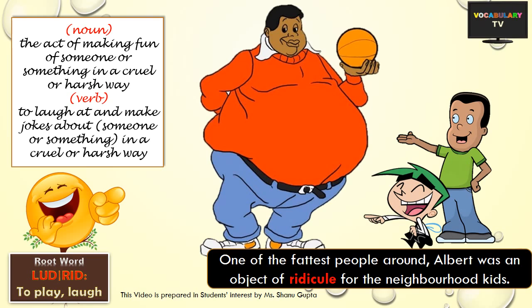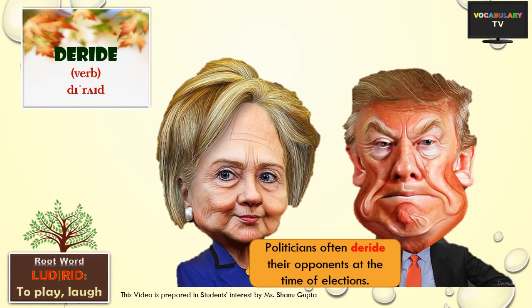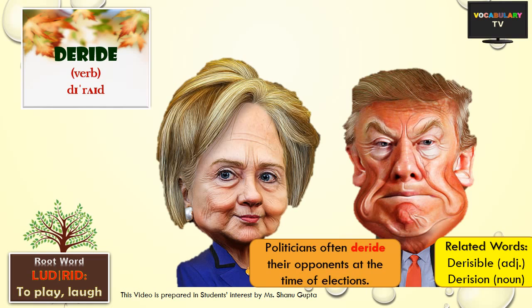Here, ridicule is a noun. If I say, Albert was ridiculed by the neighborhood kids, it would be a verb and would mean that the kids used to laugh at and make fun of his obesity. Deride is a similar verb as ridicule and is, in fact, derived from the same root rid. It literally means to laugh down or scoff at someone. To deride someone means to express contempt for that guy or ridicule that guy.